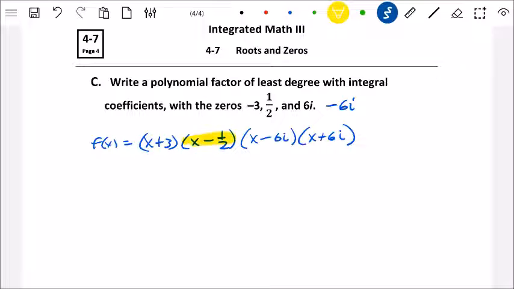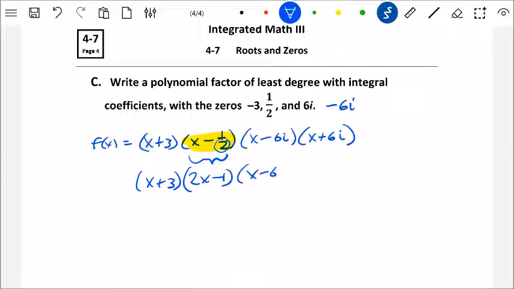I want to talk about this one for a moment. Because now what I want you to see is that if you have a denominator, this can be rewritten as 2x minus 1. They count as the same thing. And that's usually easier to work with.